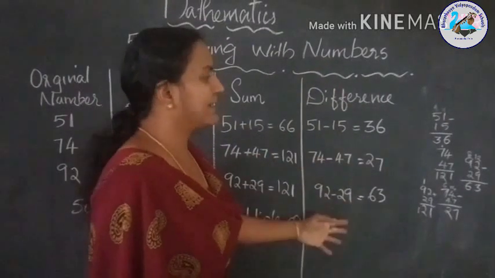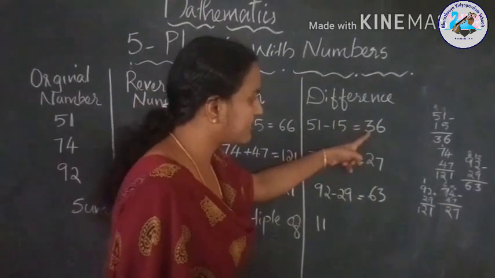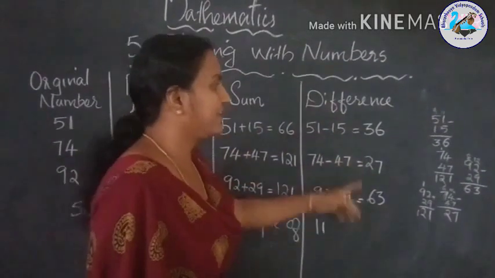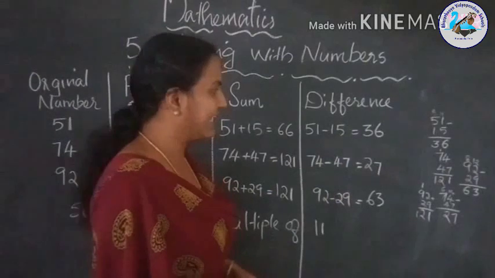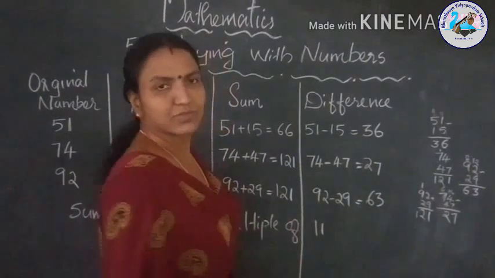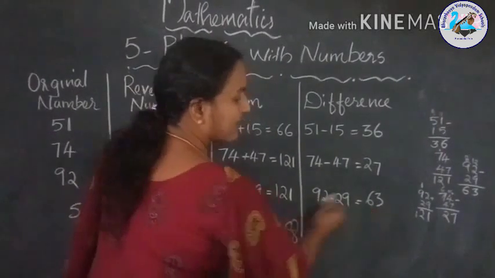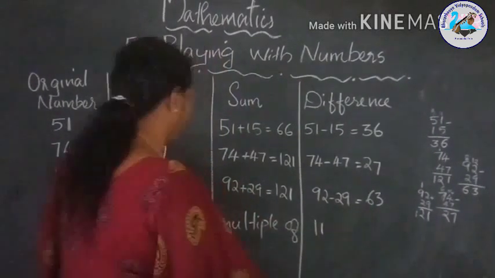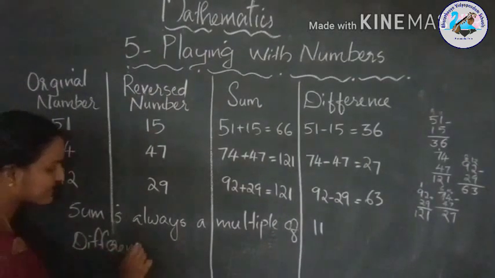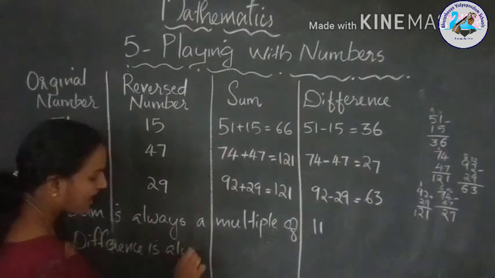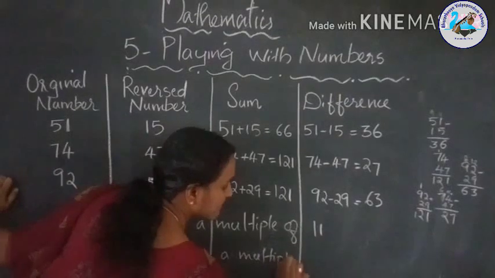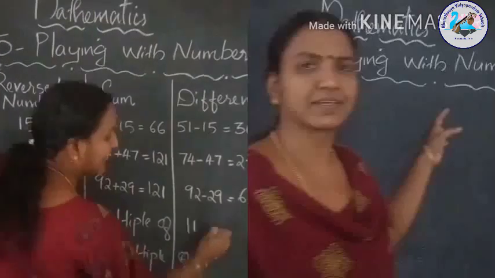Do you notice any pattern in the differences? Differences: 36, 27, 63. Yes, the difference is always a multiple of 9. 9 4s are 36, 9 3s are 27, 9 7s are 63. So the difference is always a multiple of 9.